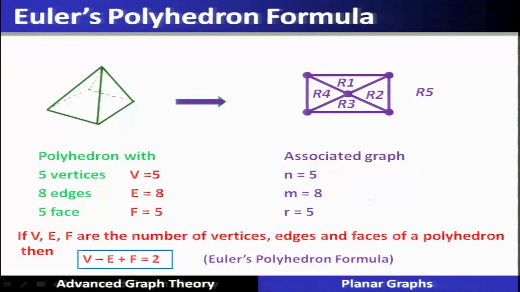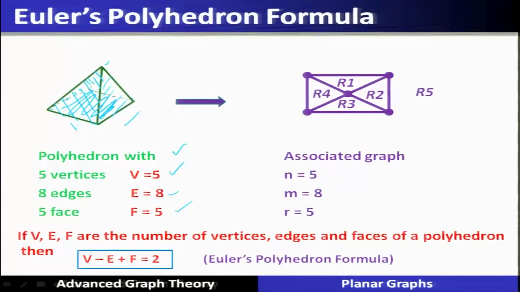Now with this, let us see Euler's polyhedron formula. The polyhedron which we have defined here in this example has 5 vertices: 1, 2, 3, 4 and 5. It has 8 edges, 4 in the base and 4 on the upper part, and it has 5 faces. This is face number 1, this is face 2, on the other side face 3, then the bottom will be face 4 and the outside will be face 5.